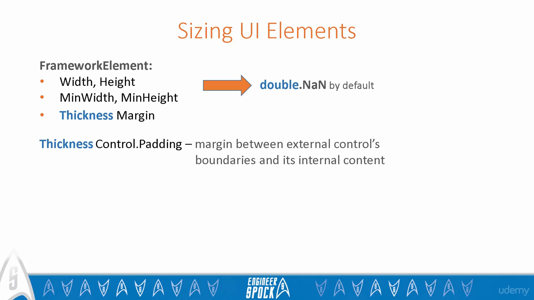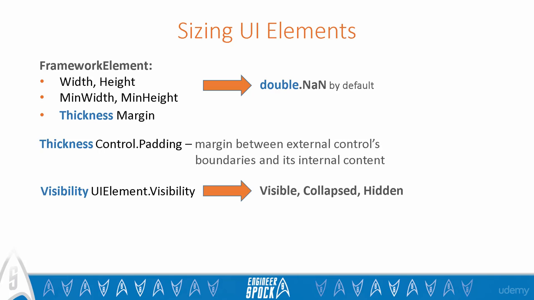The Padding property is exposed by the Control class. It's also of type Thickness. Padding is the same concept as margin. The only difference is that padding defines the space between borders of the element and its inner content.